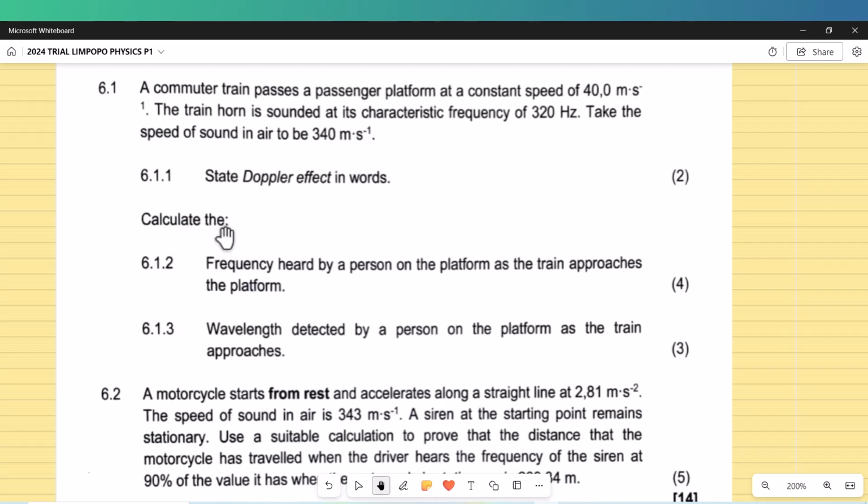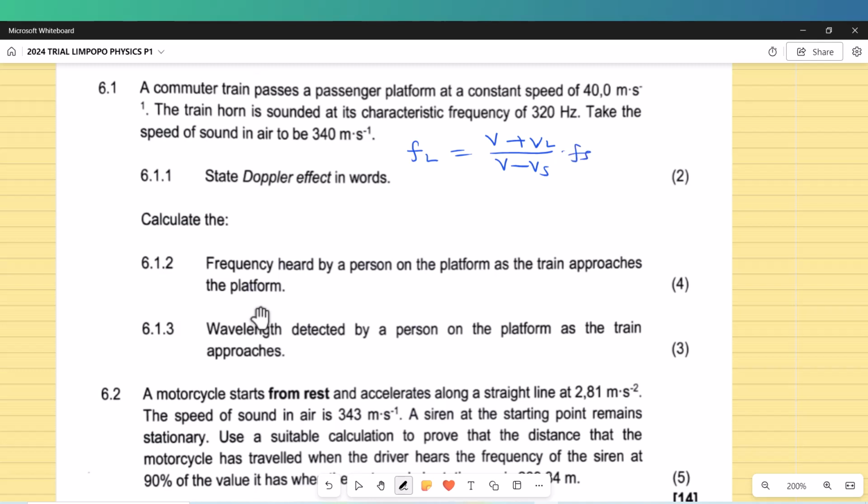Next, calculate the frequency heard by a person on the platform as the train approaches the platform. Now, from our Doppler equation, if the train is approaching the person who is stationary, we expect a bigger F listener. Because of the bigger F listener, in our Doppler equation we add on top and subtract at the bottom, then multiply by F source.